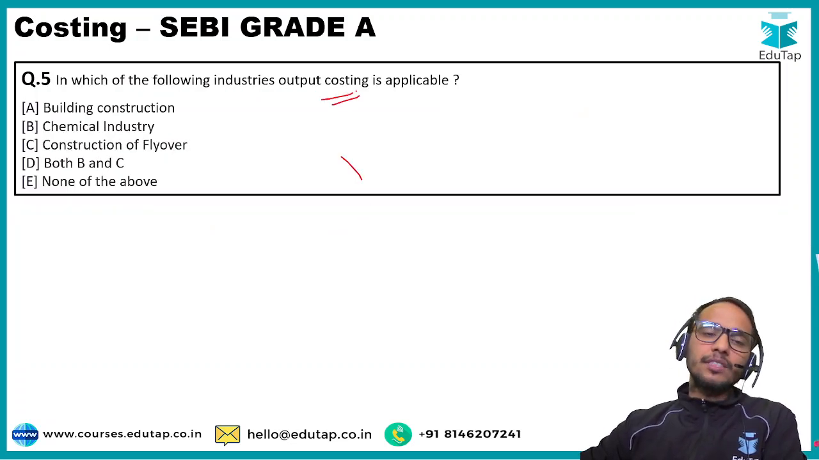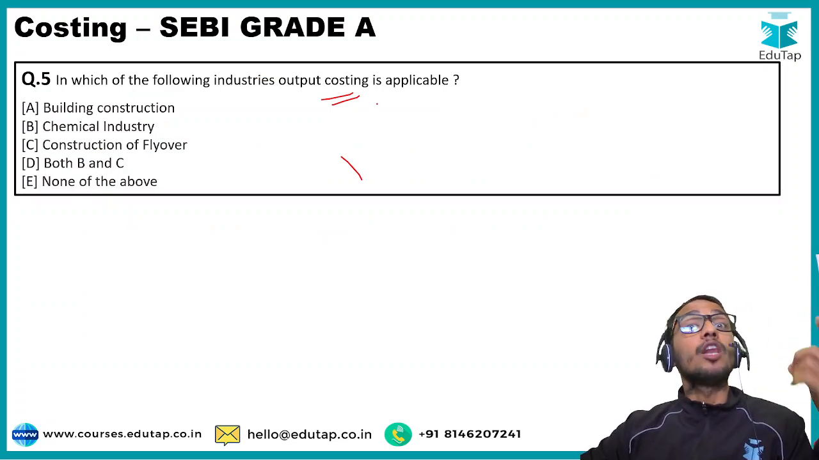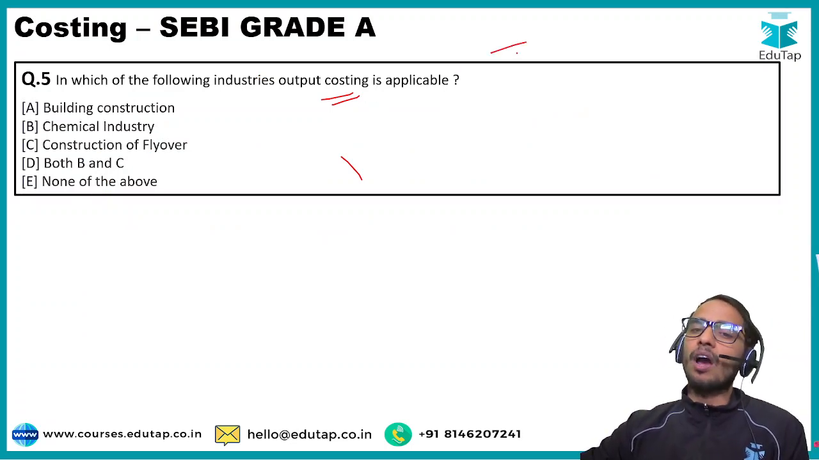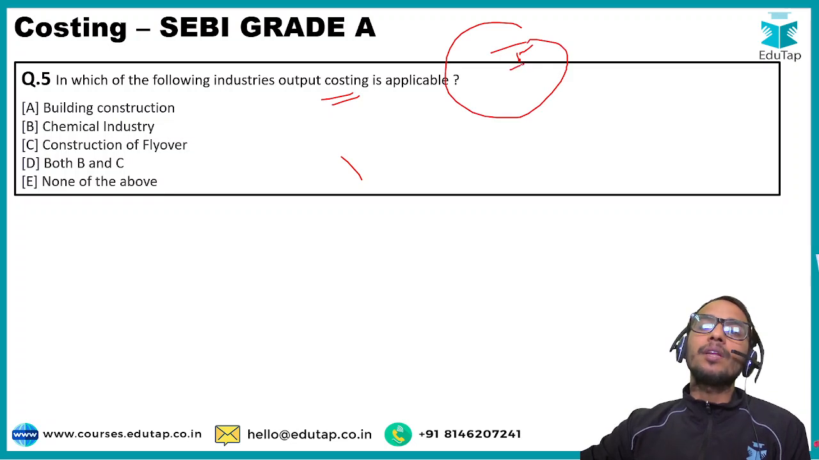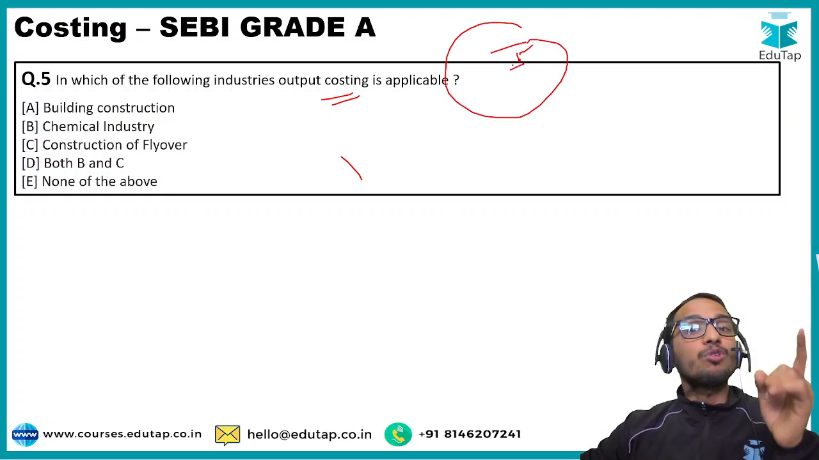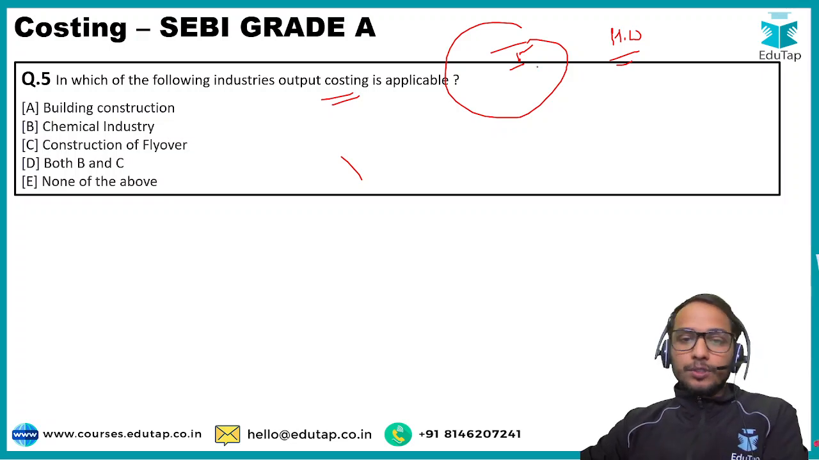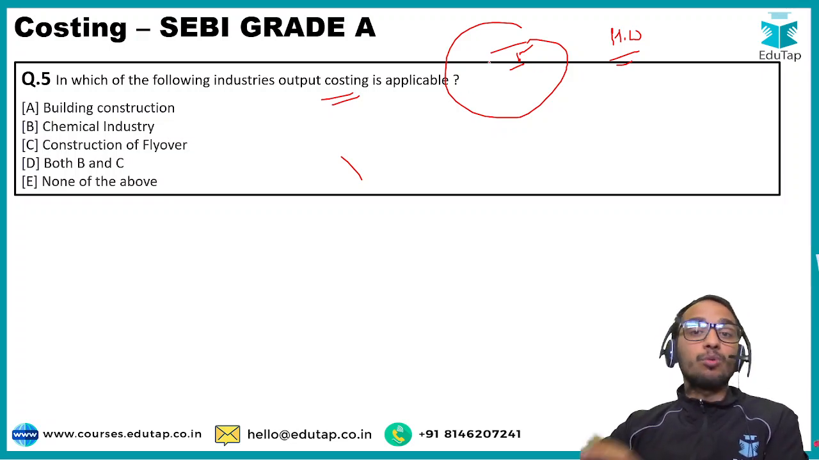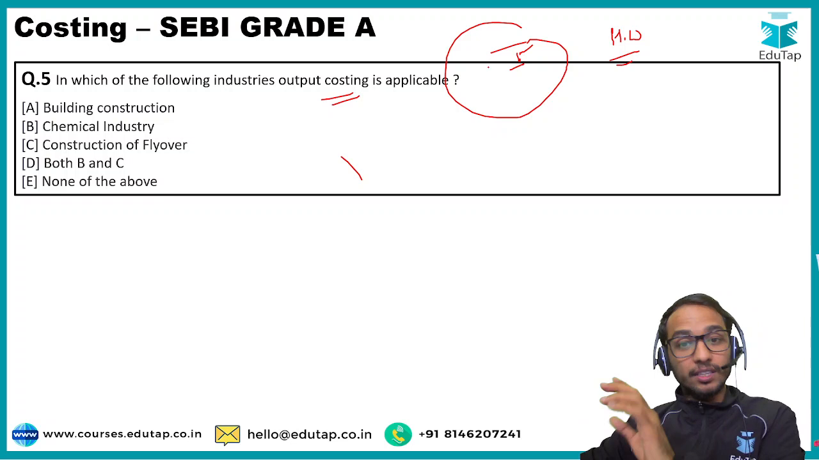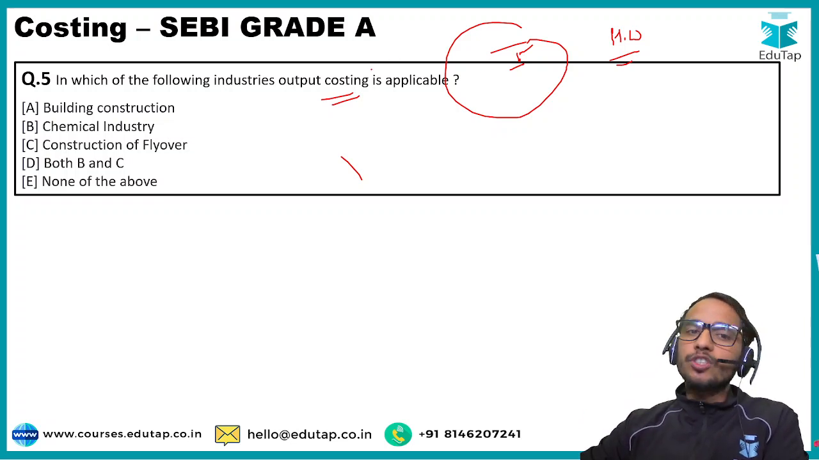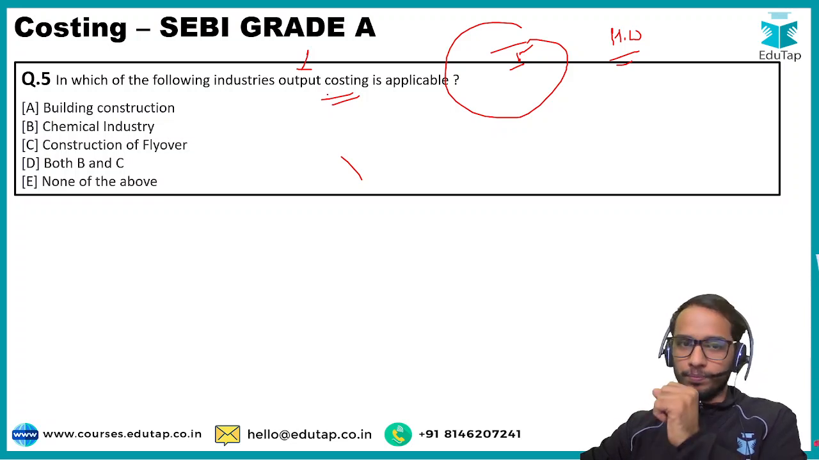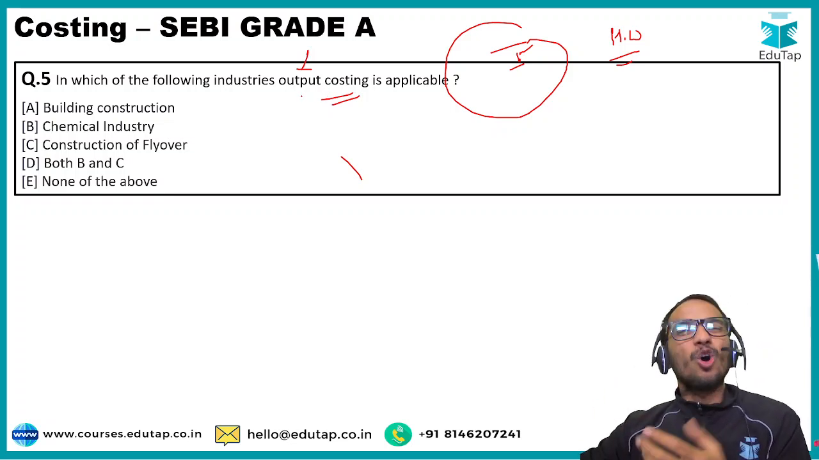Question number 5 says, one thing more, you have to evaluate yourself in each and every question, and you have to tell me in the comment section how many marks you got out of 5 marks, and we have one homework question as well, don't worry. So this is the 5th question, and you have to calculate how many marks you got out of 5, right, in the comment section. It says, in which of the following industries is output costing applicable? Output costing, or unit costing.